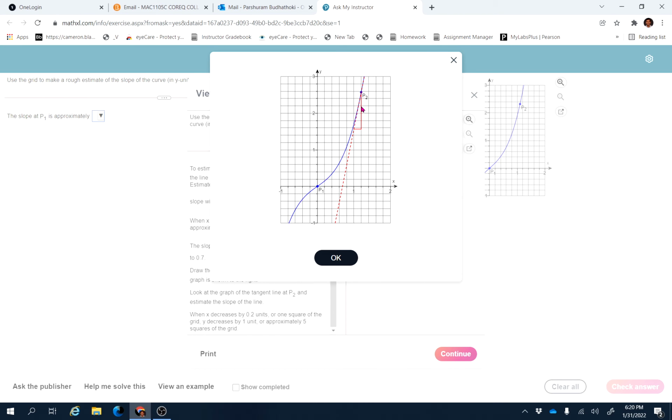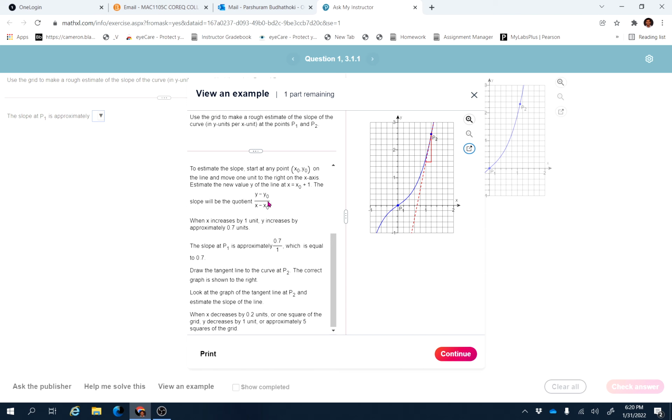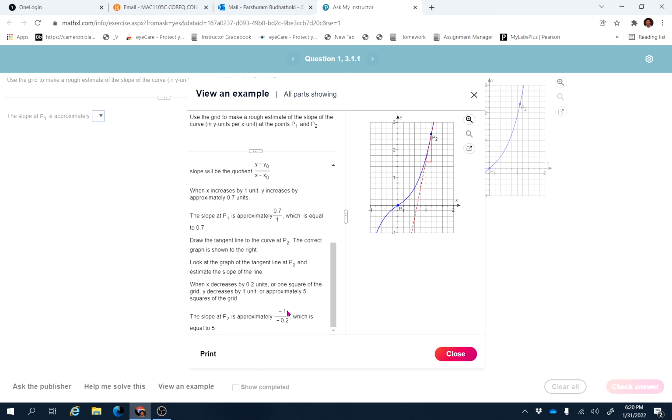Similarly for this point, the x coordinate is 1.5 and then y coordinate is about 2.6. Okay, so by using these 2 points and by using the very same formula like we did here, we can find out the slope. Okay, and that is -1 over -0.2, and these are just estimations, so slightly here and there would be fine.